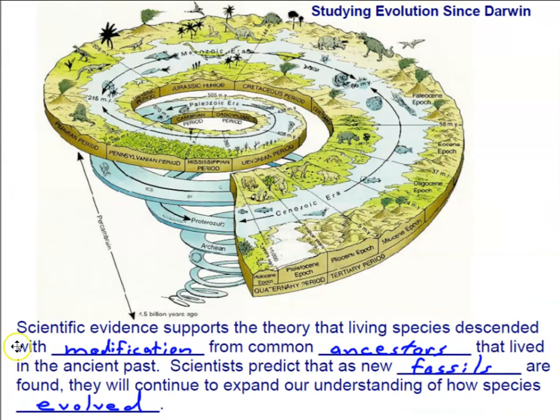So what the Grants discovered, and what continues to be discovered, all the evidence points towards the idea that species descended with modification from common ancestors that lived in the ancient past, and species evolve over time. And as we find more and more fossils, we just find more and more evidence of evolution by natural selection. And the other four forces too, like genetic drift.